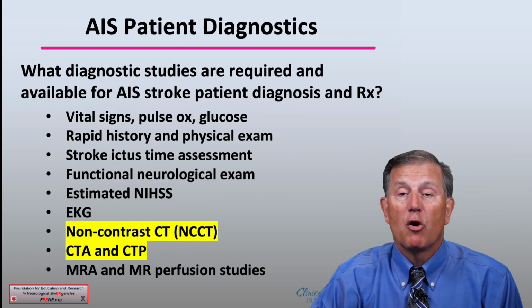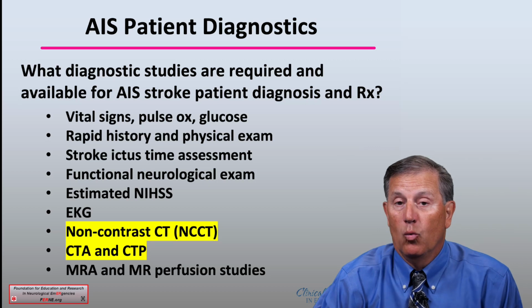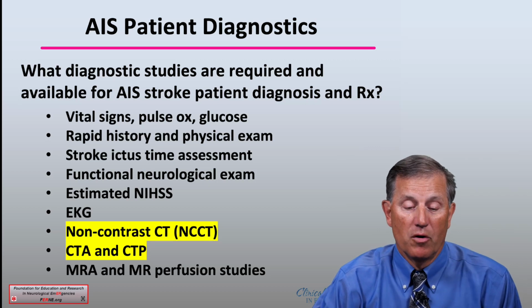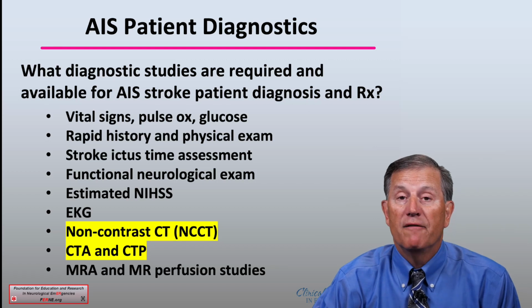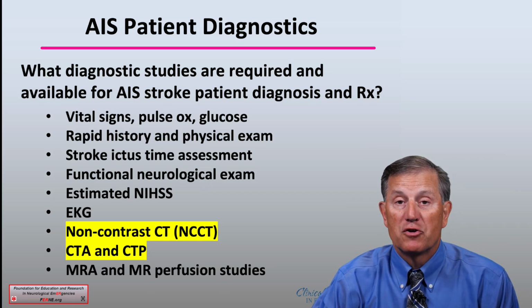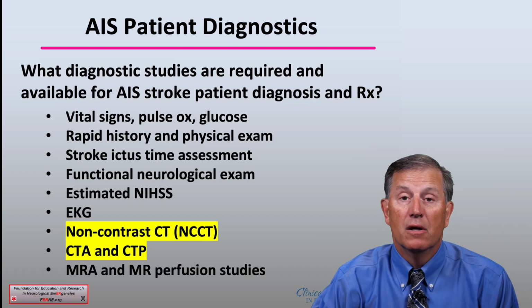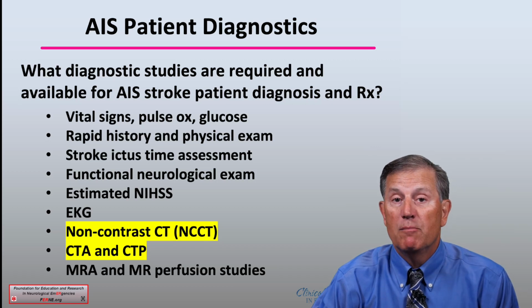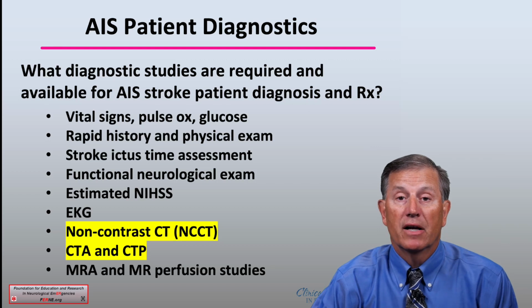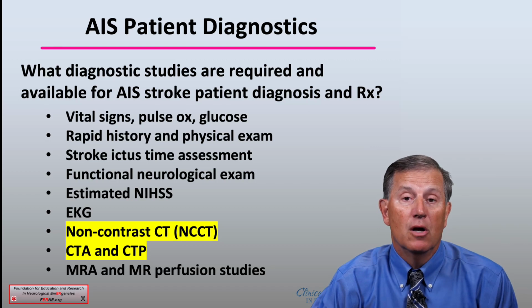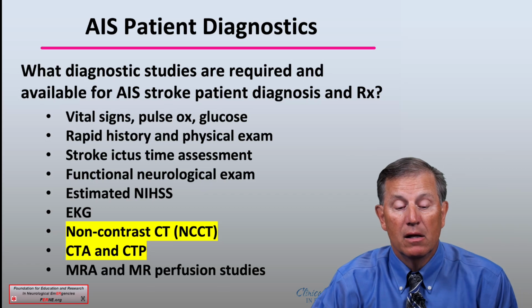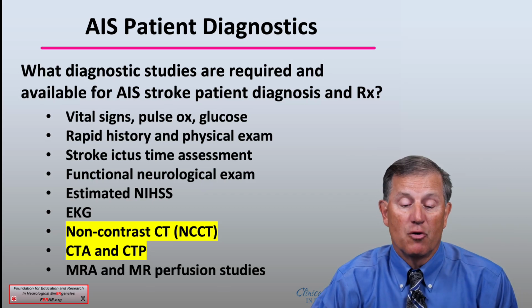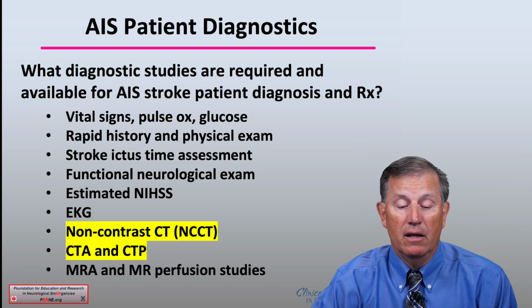Now, with regard to stroke patient diagnostics, you ask the question, what tests are we talking about? Well, of course, we need to obtain vital signs, a pulse ox, glucose, a rapid history and physical exam. We'd like to understand when the stroke ictus or onset time occurred. We'd like to do a functional neurological exam. In other words, can the patient walk, talk, see, move their extremities? Are there areas of neglect, or is there aphasia related to some speech abnormality? We'd like to be able to estimate the NIH stroke scale or calculate it if trained in doing so.